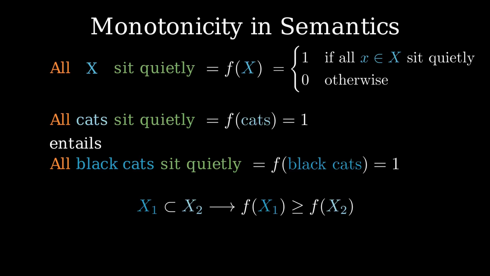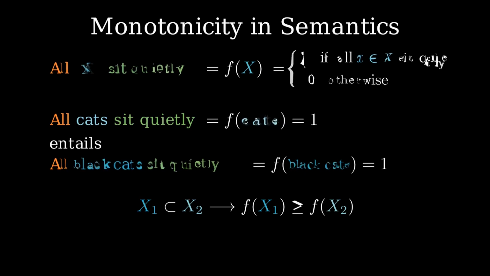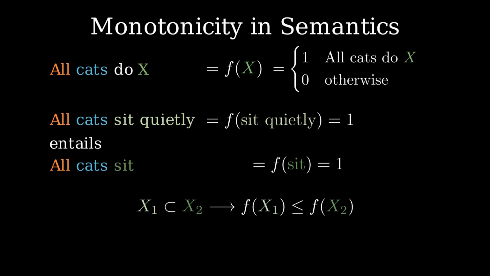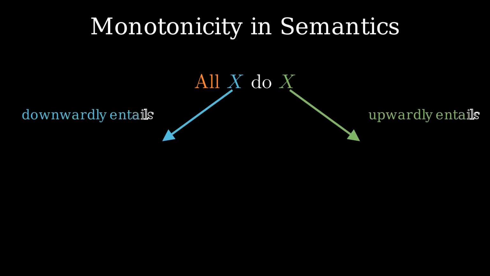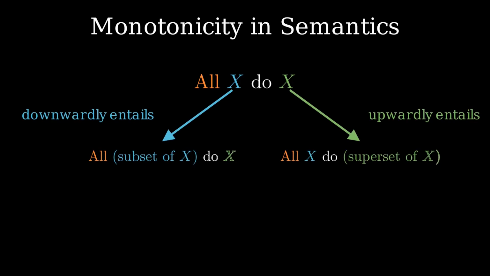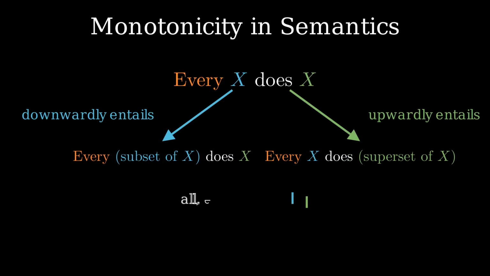But that's just for the first argument of all. For the second argument, the set of things that sit quietly is a subset of the set of things that sit. This is also monotonic, but in the other direction. So all creates contexts that are downwardly monotonic for the first argument, but upwardly monotonic for the second argument. Every is the same. Every cat sits quietly entails every black cat sits.